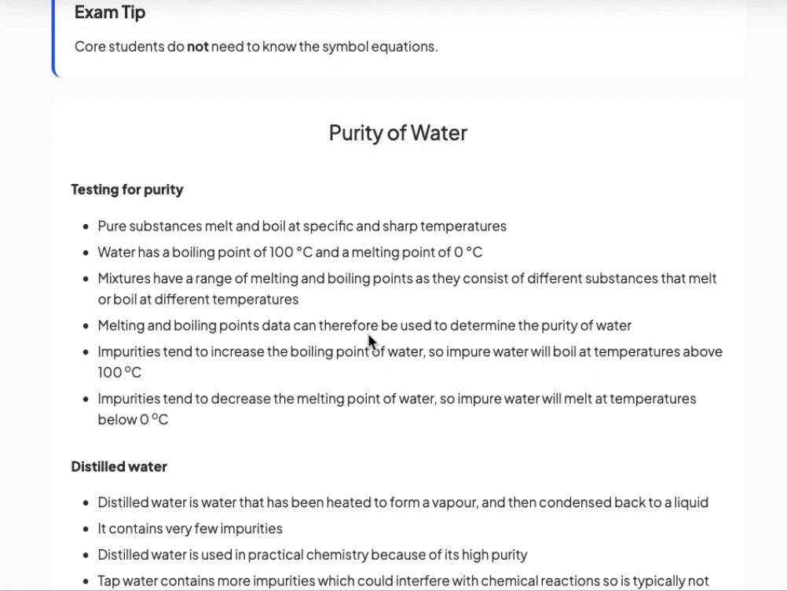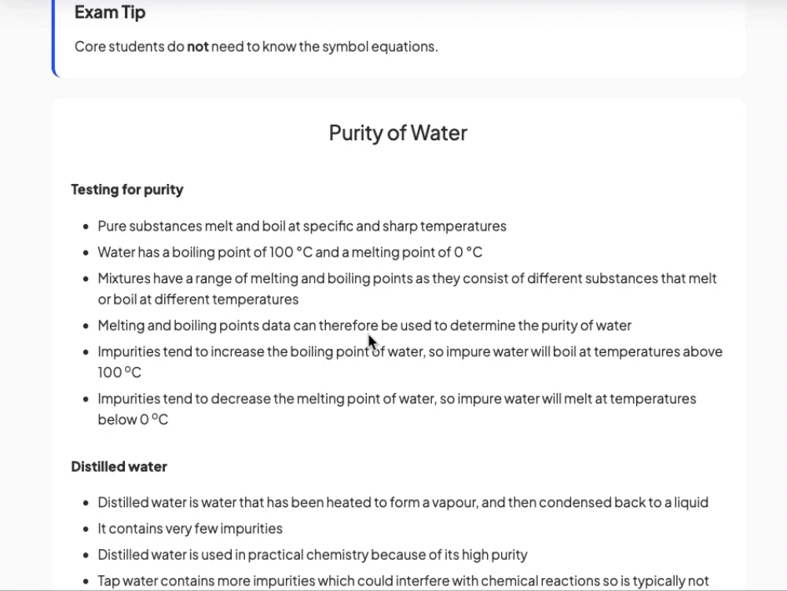Okay. Now that's the first point to know. Water has a boiling point of 100 degrees Celsius and a melting point of 0 degrees Celsius. Now mixtures have a range of melting and boiling points, as they consist of different substances that melt or boil at different temperatures. So if the water is not pure, it will definitely not boil at 100 degrees Celsius, or definitely not melt at 0 degrees Celsius.